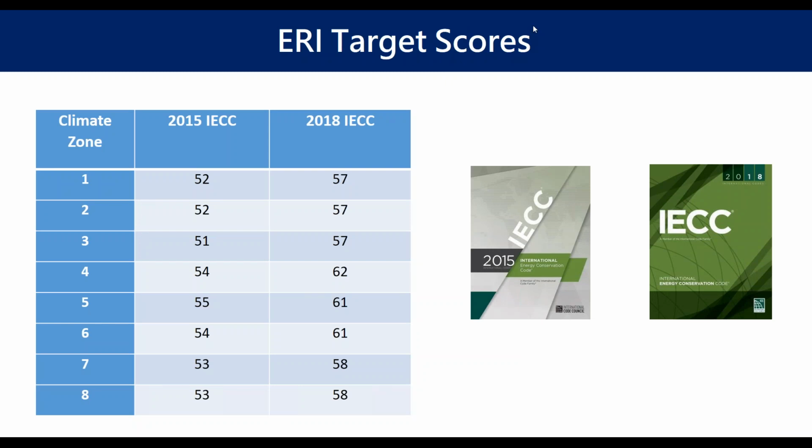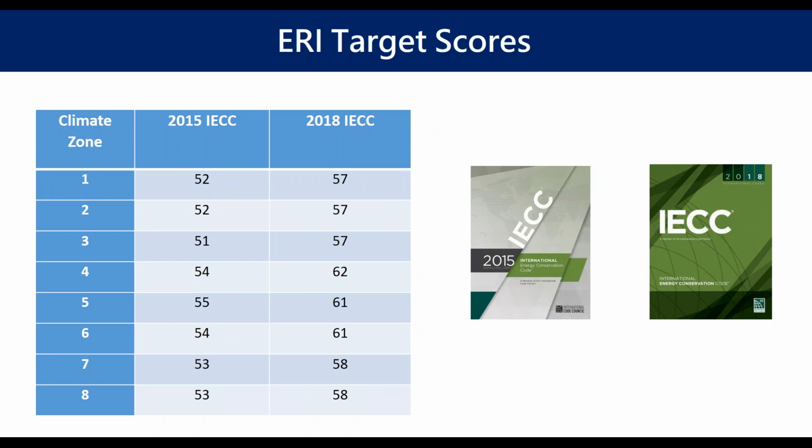So the ERI is fairly simple, and one of the reasons that I had mentioned it, I think it's going to gain a lot more popularity, is that it allows a lot of flexibility for builders and designers in how they comply. And one of the reasons for that flexibility is just a simple target score based on climate zone that builders have to meet in order to comply.